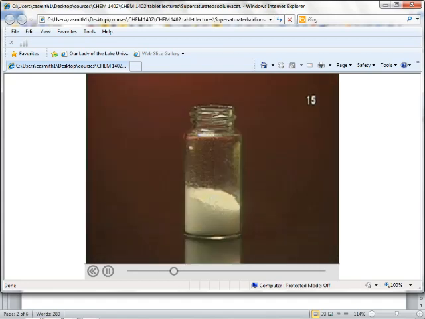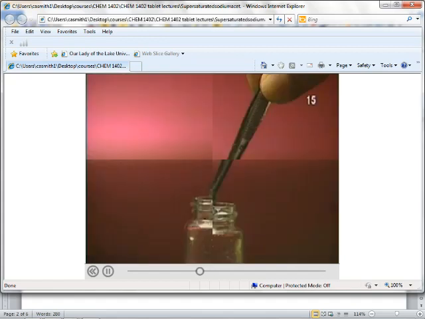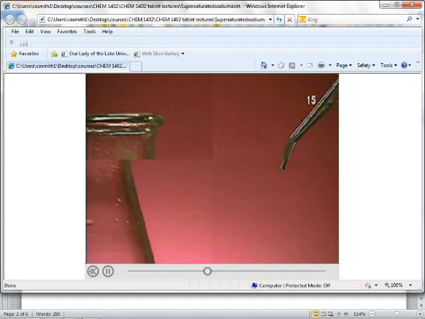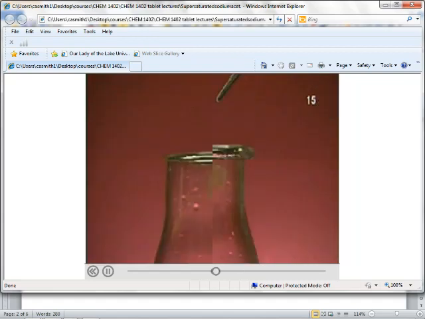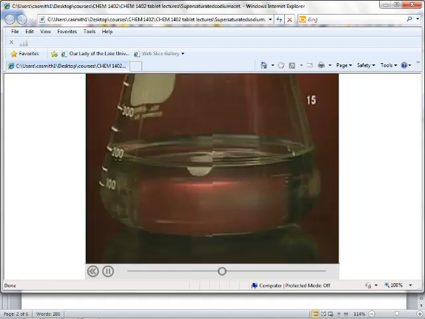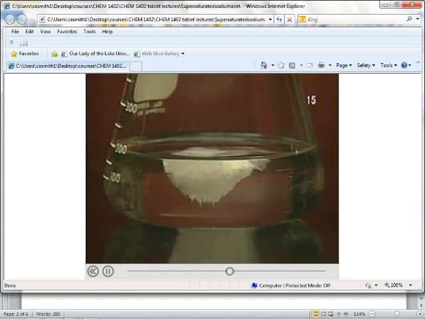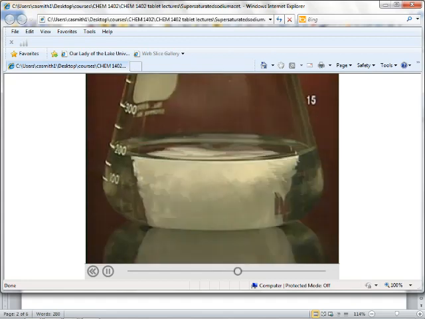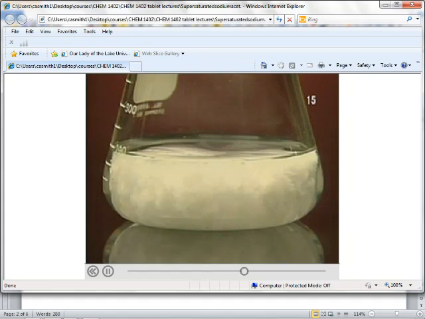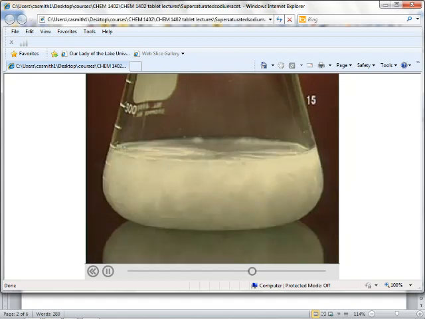So they're going to perturb it to this supersaturated solution. You can't even see it drop, but it dropped right in there. Now it's all coming out of solution. That's an extreme case, but that's probably why it's in the movie.